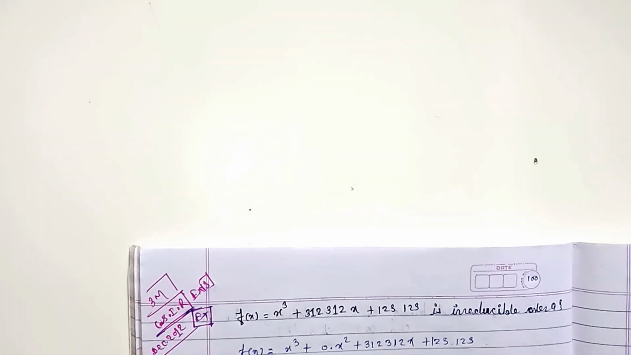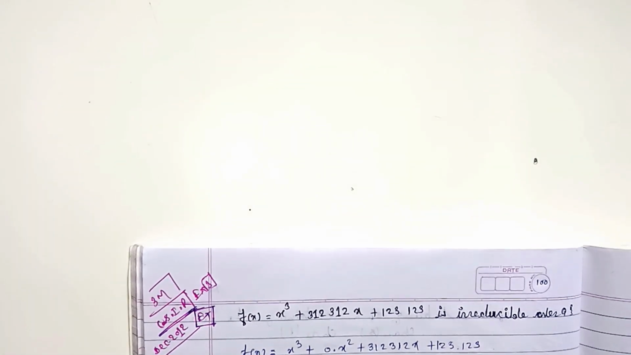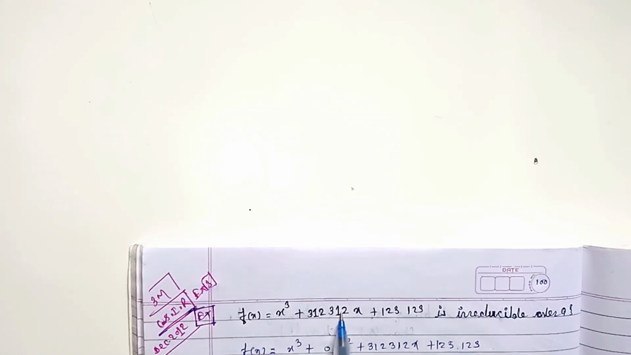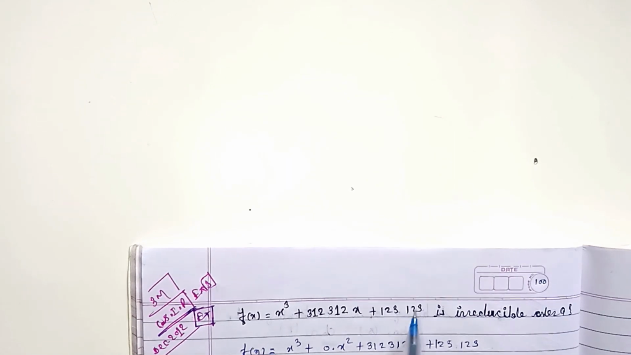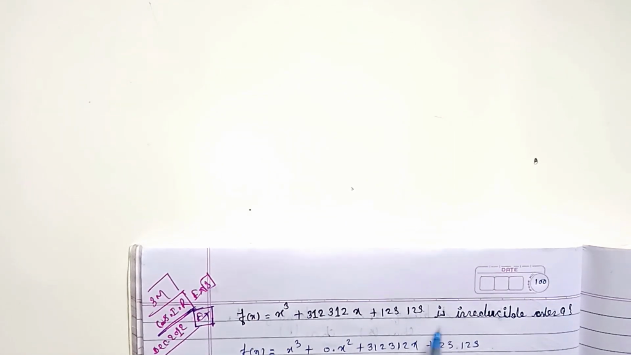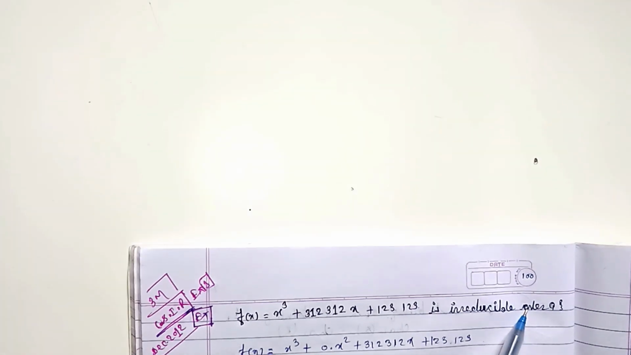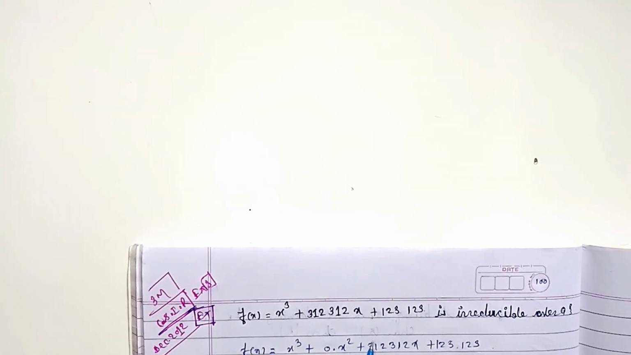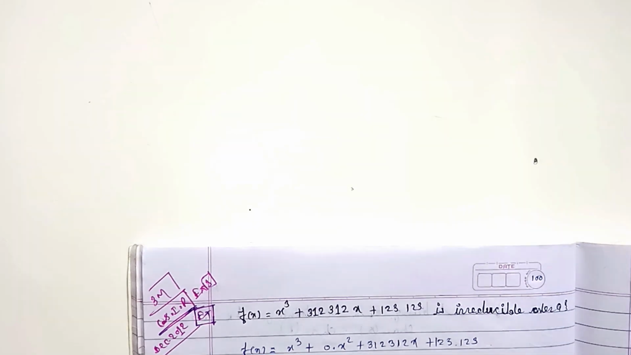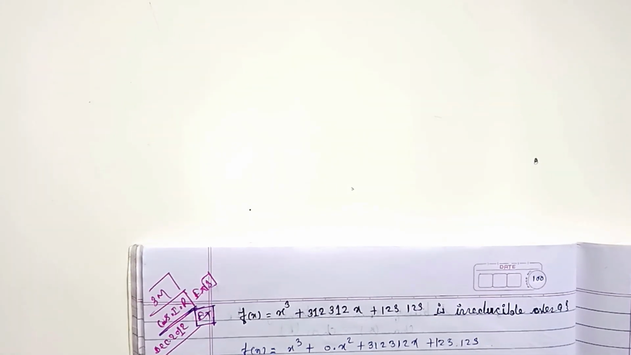Here I have written an example, f of x, an integer polynomial, which is x cube plus 312x plus 123. We have to check whether it is irreducible over Q or not. It seems quite confusing and difficult if we apply the definition of irreducibility. If we instead apply a test directly, we get the easy answer, because we have limited time and have to solve this example in a limited time. That's why we apply some short trick, definition, or standard result.